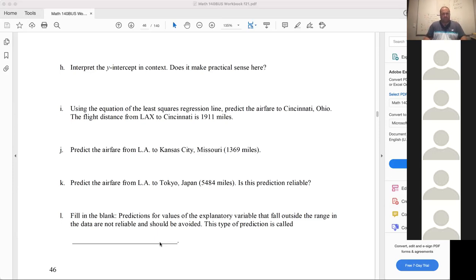For J, predict the airfare to Missouri, which is 1369 miles. What does my calculator give me for that one? Anyone there? Hello? Is anyone there? Yes. So what does my calculator predict for one of these things?